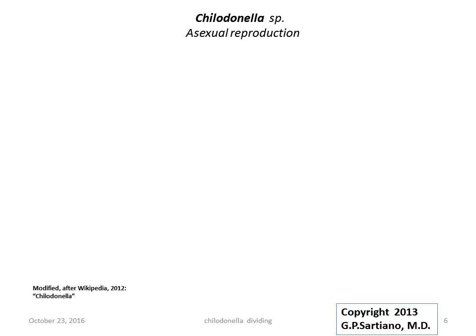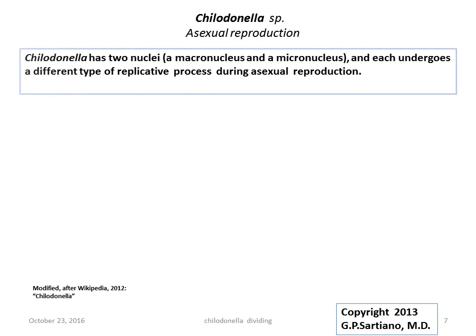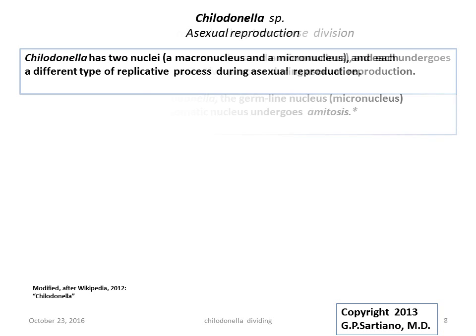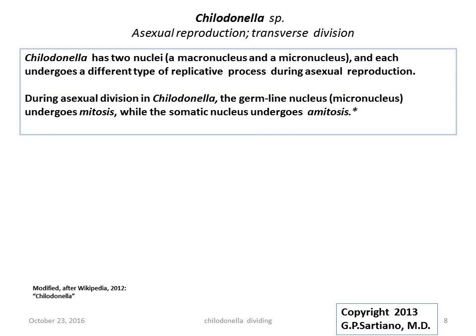Chilodonella can reproduce either asexually or sexually. As is the case with many ciliates, Chilodonella has two nuclei, a macronucleus and a micronucleus, and each of these undergoes a different type of replicative process during asexual reproduction. During asexual division in Chilodonella, the germline nucleus, the micronucleus, undergoes mitosis, while the somatic nucleus undergoes amitosis.